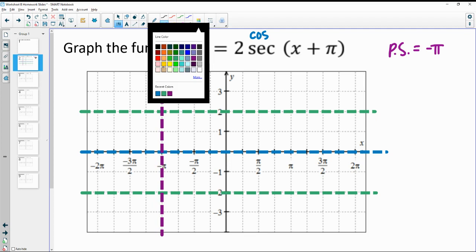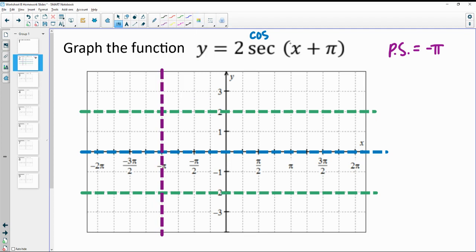Then we would want to look at the period, and the period for cosine is 2 pi divided by the b value, which is just 1, so it's going to be 2 pi. So on this graph then, 2 pi is 1, 2, 3, 4, 5, 6, 7, 8 boxes. Divided by 4 gets us every 2 boxes, we have a critical point happening. Always start that from your phase shift. So then I'm just going to mark off every 2 boxes.